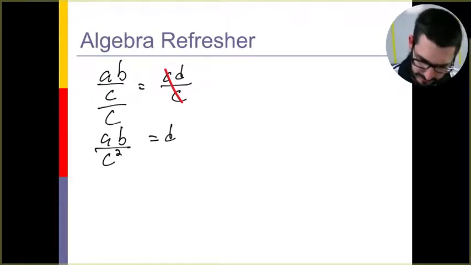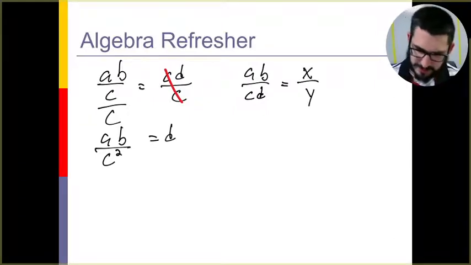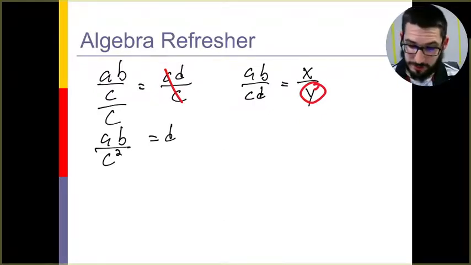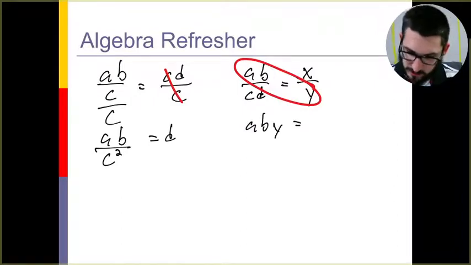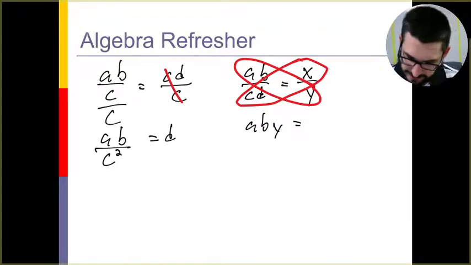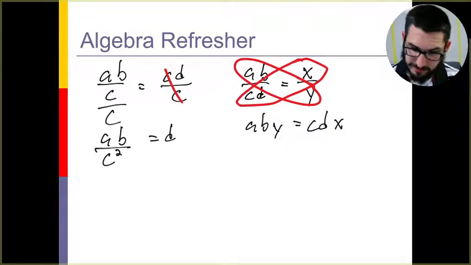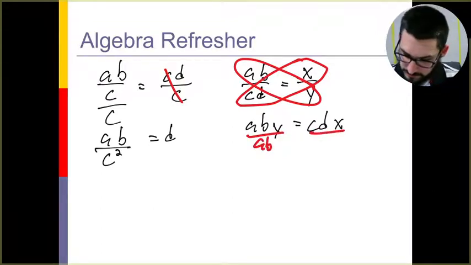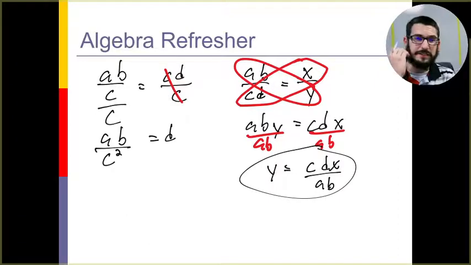If I've got AB over CD equals x over y, and I need to find y, then what I would do is I would go ahead and cross multiply. So I've got AB times y equals CD times x, and again, I'm solving for y, not isolated, so I need to divide by AB. Get y equals CDx over AB. So that would be my final answer there.